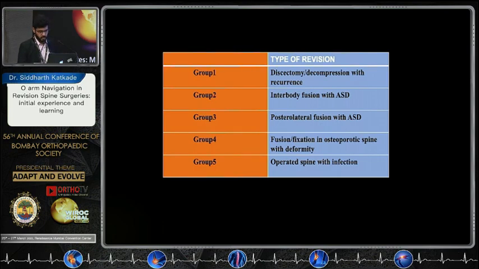Group 1 included patients operated with discectomy decompression and presented with recurrence. Group 2 included patients operated with interbody fusion and presented with adjacent segment disease. Group 3 included patients operated with posterolateral fusion and presented with ASD. Group 4 included patients operated with fusion and fixation in osteoporotic spine and presented with implant failure and deformity. Group 5 included patients operated with a previous spine surgery who presented with infection.